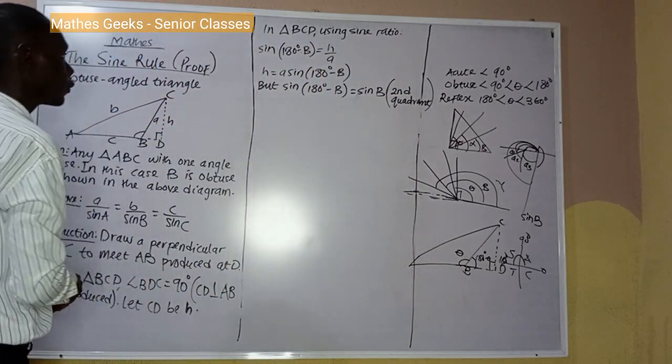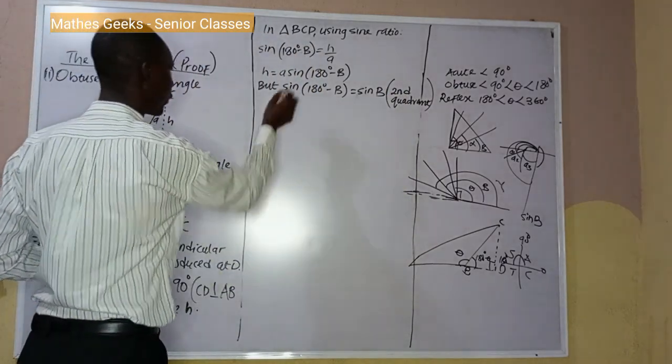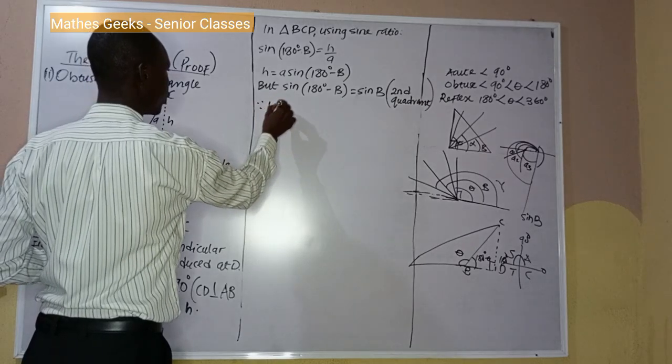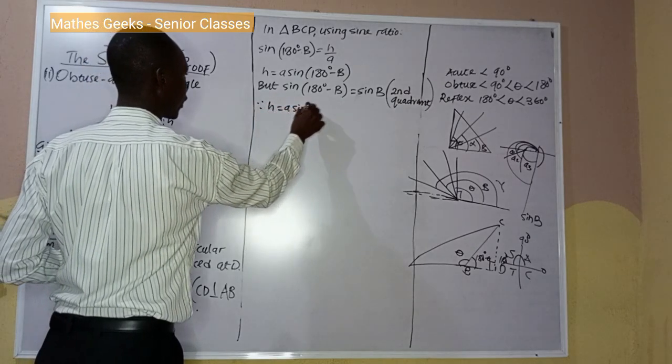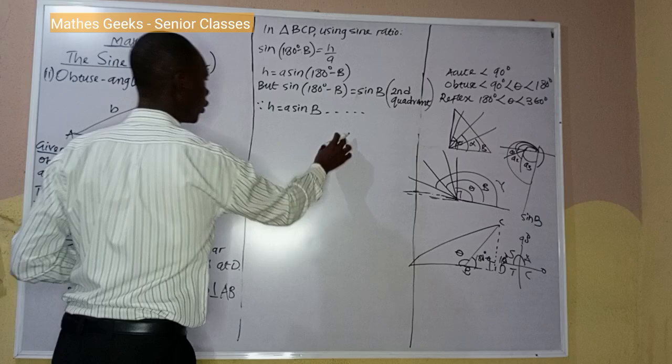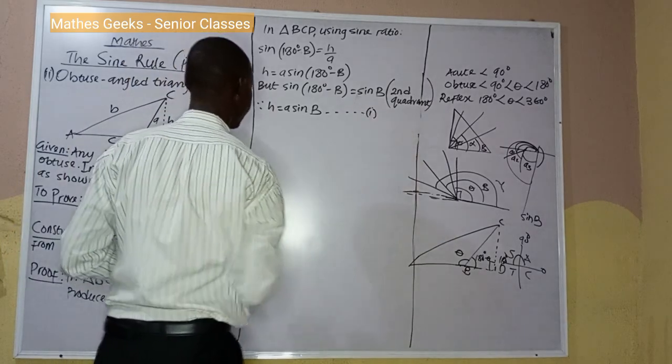Okay. So altogether we're going to say, therefore, h is equal to a sine B. So this becomes our equation 1.